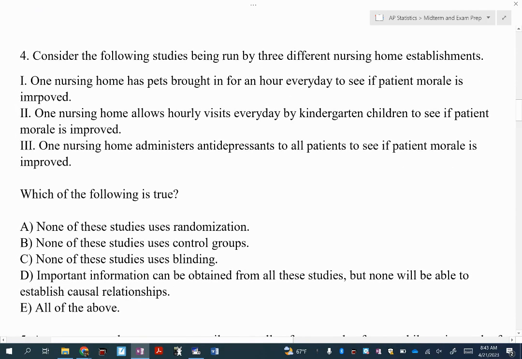All right, consider these 3 things happening at a nursing home. One nursing home has pets brought in for an hour every day to see if patient morale is improved. One nursing home allows hourly visits every day by kindergarten children to see if patient morale is improved. And one nursing home administers antidepressants to all patients to see if patient morale is improved. What do you guys think?